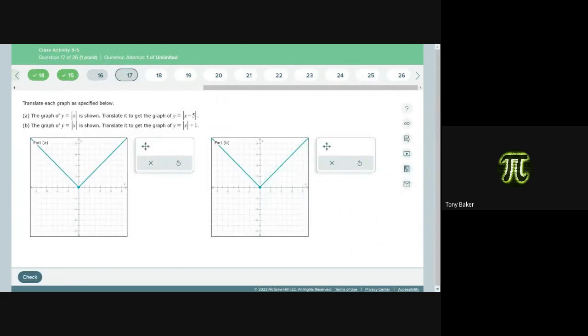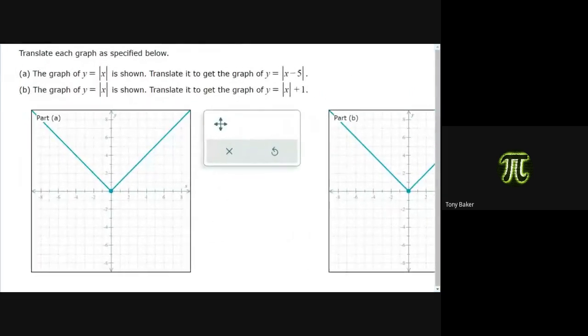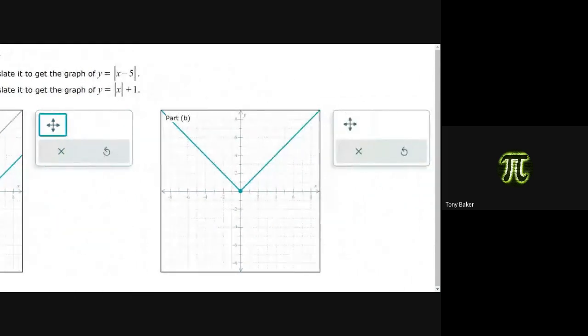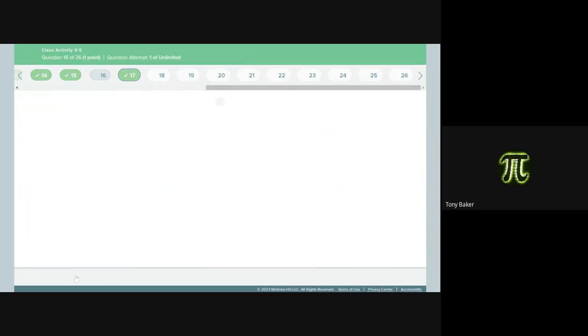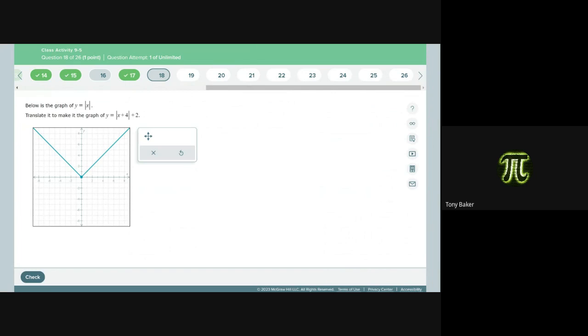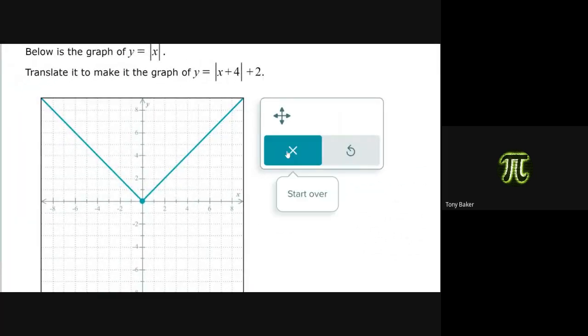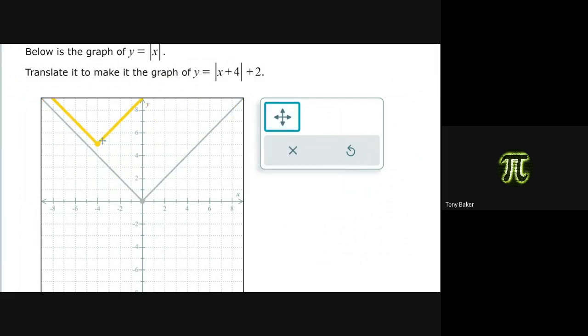Covered that one. Here's an absolute value problem. The absolute values are your parentheses. So this first one's inside that, right? So it's a -5, so I'm going to do what? I'm going right 5. This one's outside the parentheses, so I'm just going to go up 1. So it doesn't matter. About this one: left 4 and up 2.